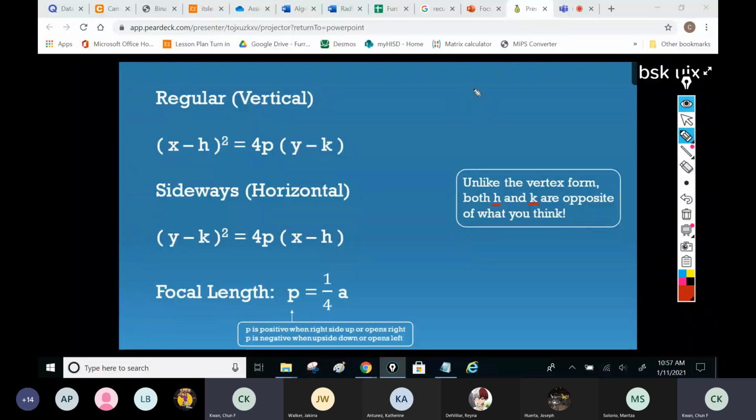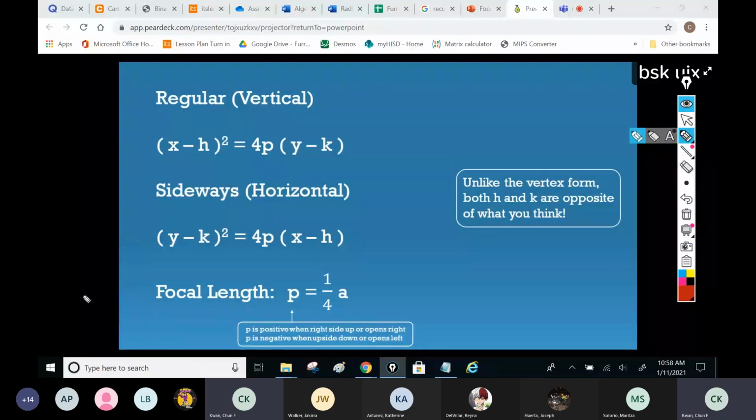Remember way back when we talked about transformation, how many units away from the origin, maybe 5 units to the right and then 1 unit up. When you write the equations out, the x position is opposite of what you think, right? But this time around, both of them are opposite of what you think. I will talk more about this in just a second.